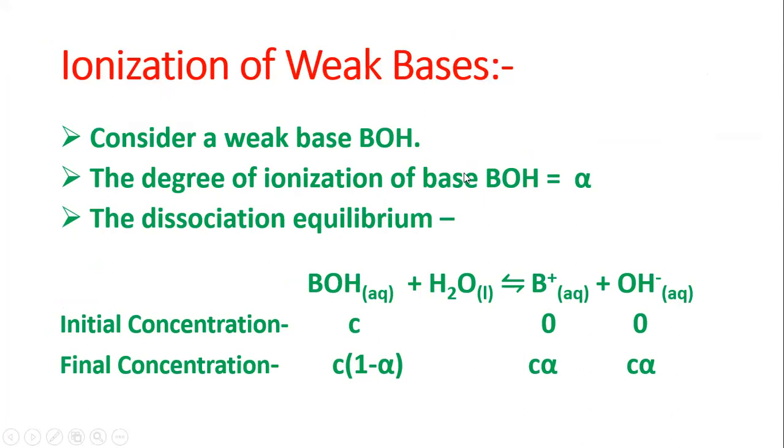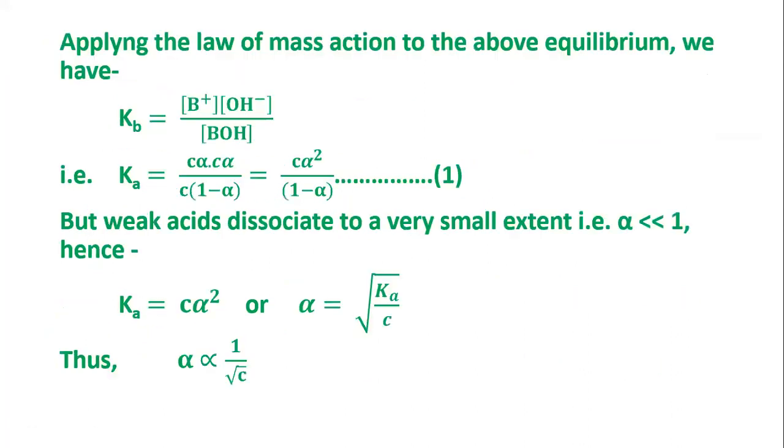Now applying the law of mass action to this dissociation equilibrium, what will you get? You will get Kb equal to the concentration of B plus multiplied by the concentration of OH minus, divided by the concentration of undissociated BOH. Substituting the terms for all these three, you will get C alpha multiplied by C alpha divided by C1 minus alpha. One C from the numerator and one C from the denominator get cancelled, and you get C alpha square divided by 1 minus alpha.